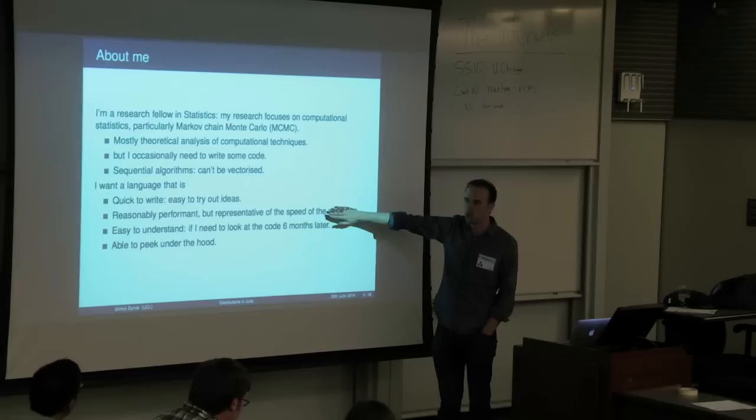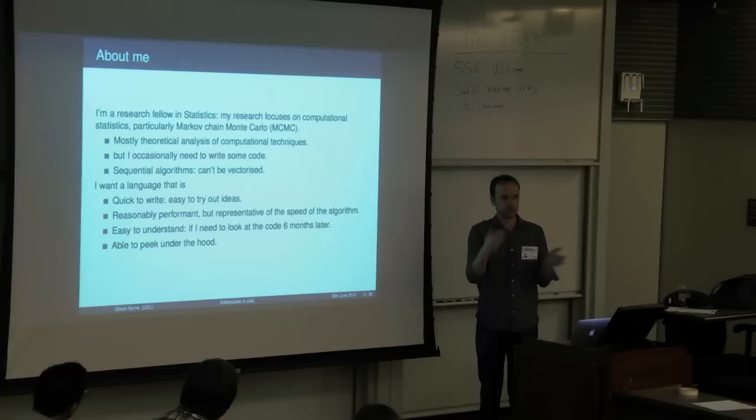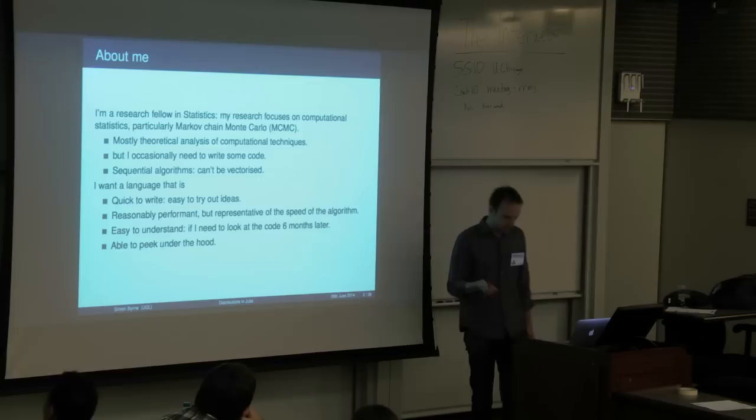Obviously, you want it to be fast, but more than that, you want it to be representative of the speed it would have if I were to actually implement it in some other compiled language. So I don't want it to have some weird bottleneck that's taking up all the time, but isn't actually representative of the speed of the algorithm. Easy to understand, that was a nice thing. If I write something in a notebook, six months later I'd like to be able to know what I was doing.